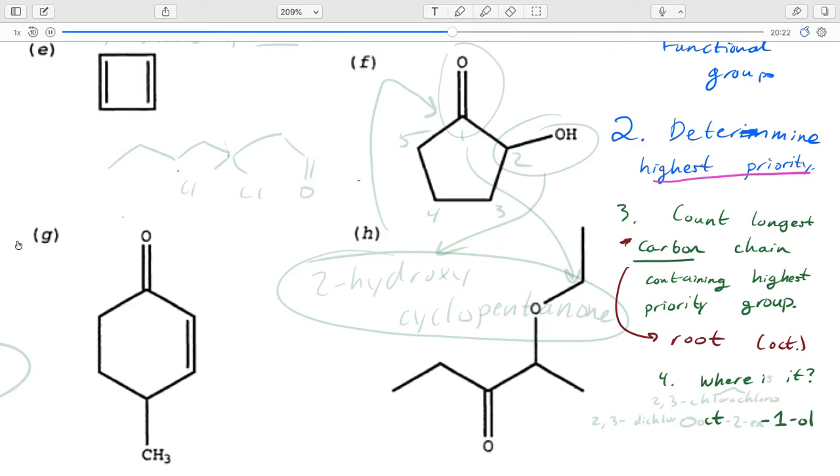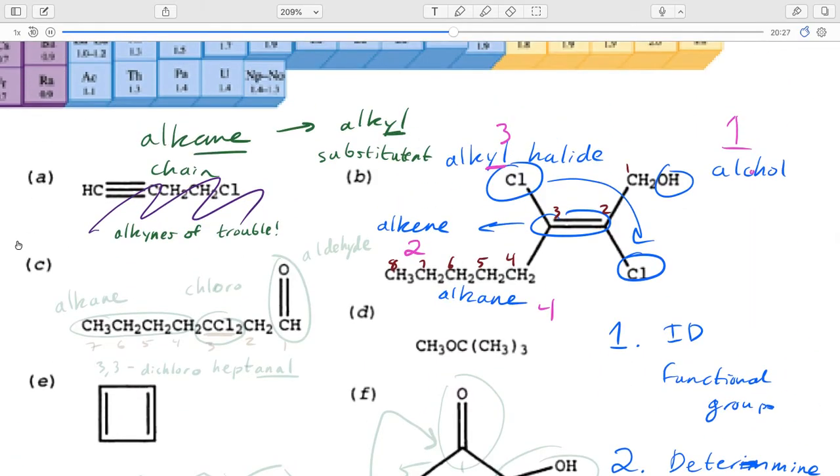And don't forget, we've got the alkene. With alkenes, it's kind of tricky because we go from low. It's obviously between carbon 2 and 3, but we just say 2-ene instead of 2,3-ene because it's just assumed. So oct-2-ene for that alkene group we see in there.